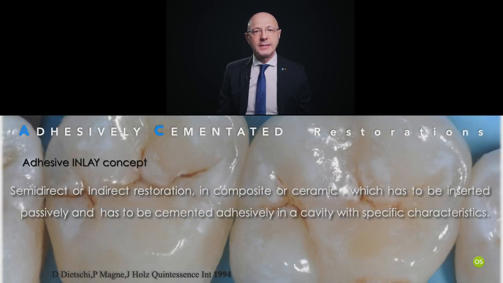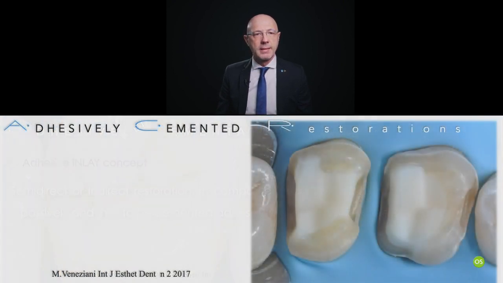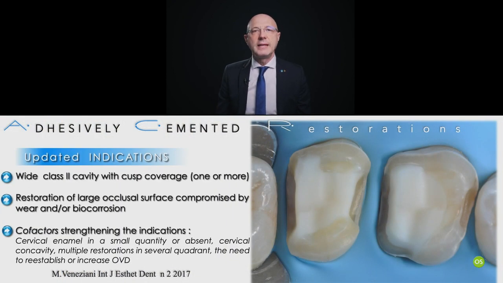Okay, now let's get into the main topic of my lecture. Adhesive cemented restoration has been defined as a partial crown restoration made in composite or full ceramic that has to be seated passively and adhesively cemented in a cavity characterized by specific attributes. The updated indications of the adhesive cemented restoration are mainly wide class 2 cavities with cusp coverage and the restoration of large occlusal surfaces compromised by wear and biocorrosion.